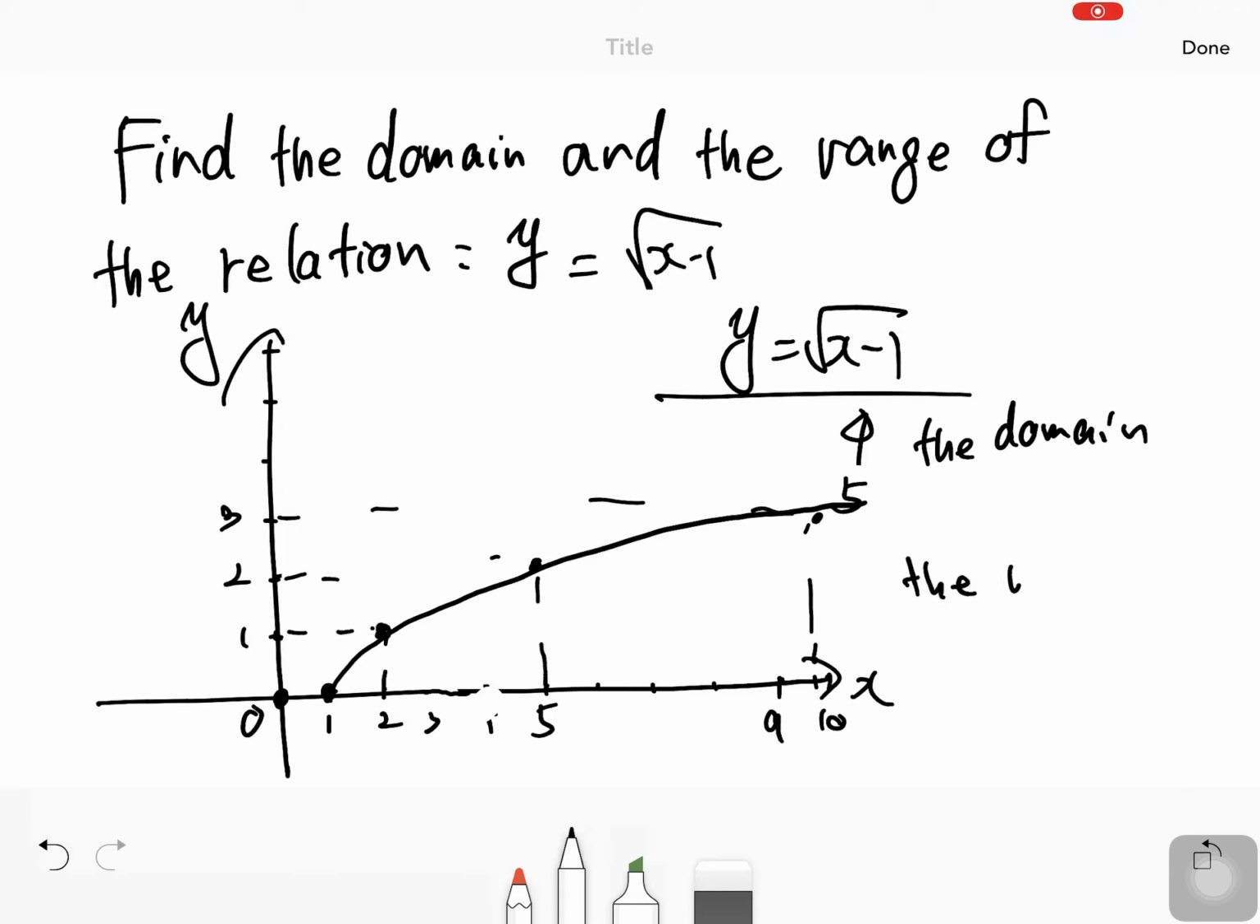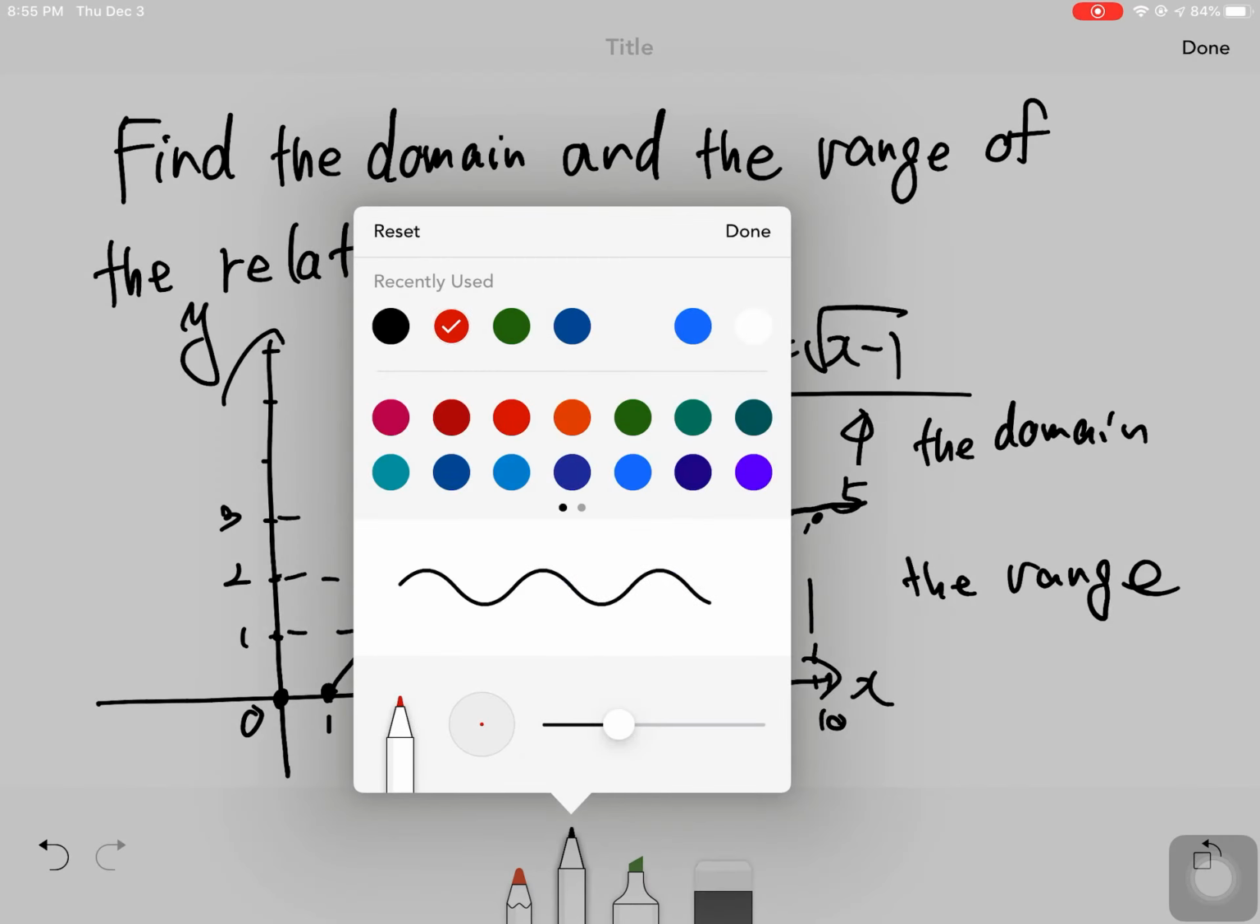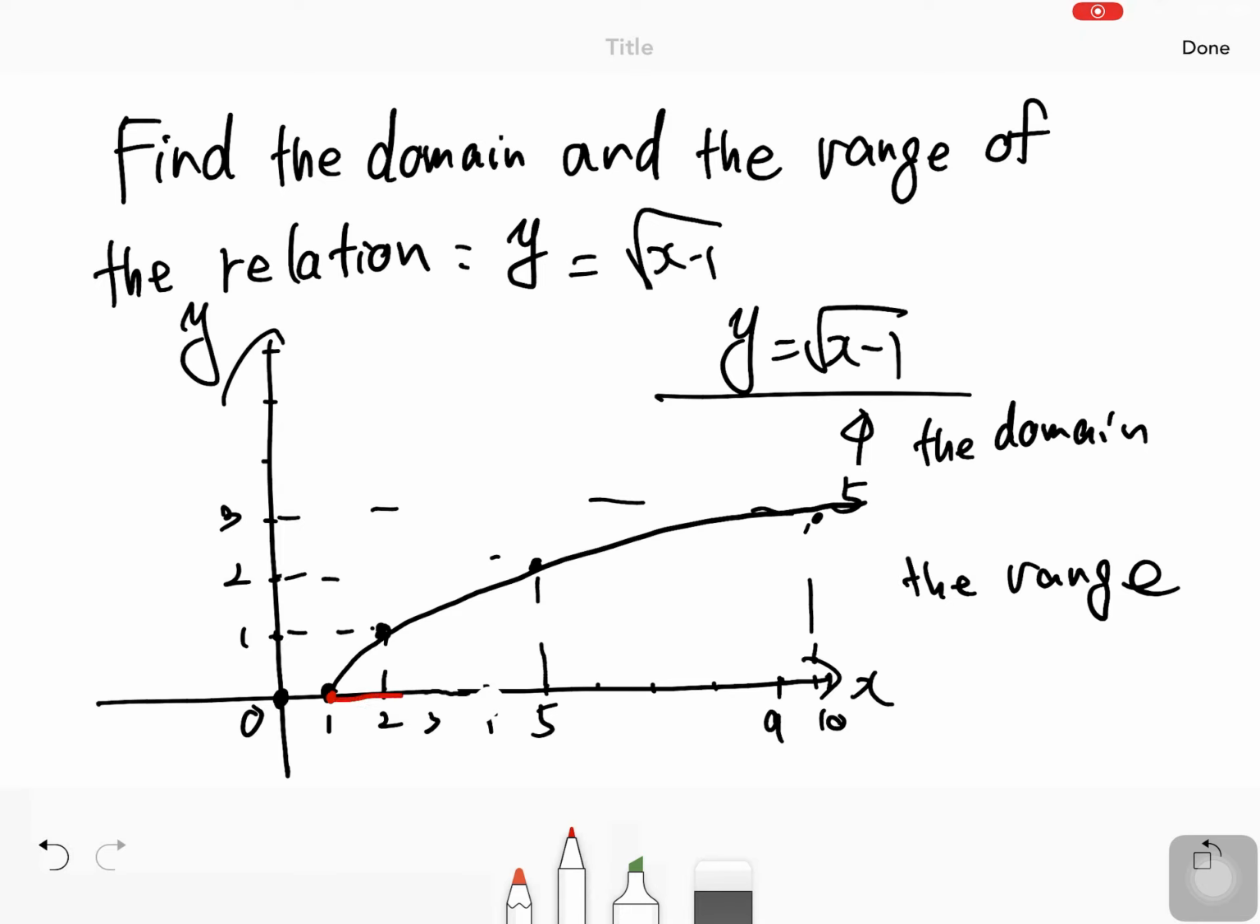Then let's find the domain and the range. First, domain. Domain is the set of x values of the relation. It starts from here and it continues to the right. And this relation doesn't have any x values smaller than 1, because like I said, if you plug in 0 into here, the inside of the square root is going to be negative. It doesn't exist. So the domain is going to be x is bigger than or equal to 1.